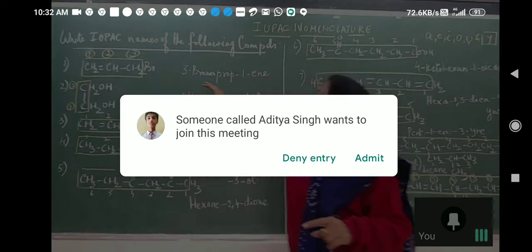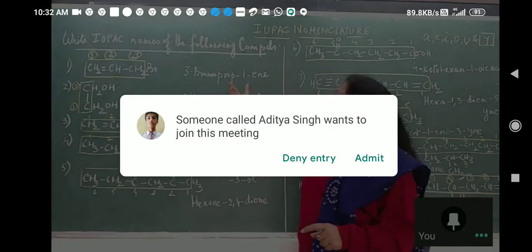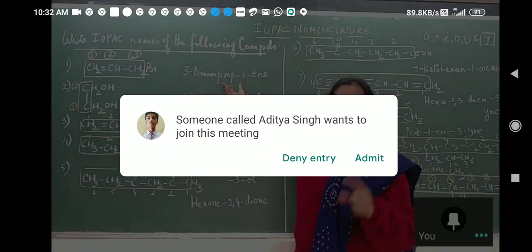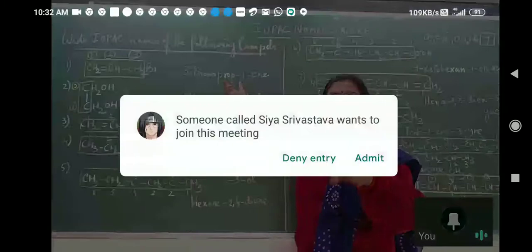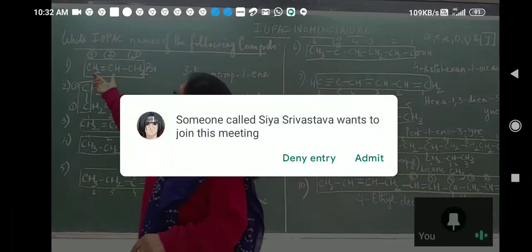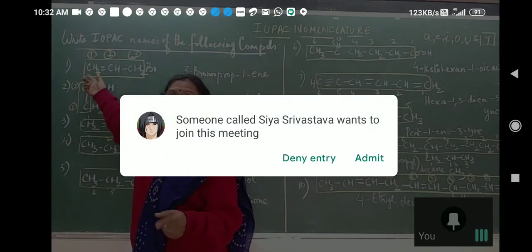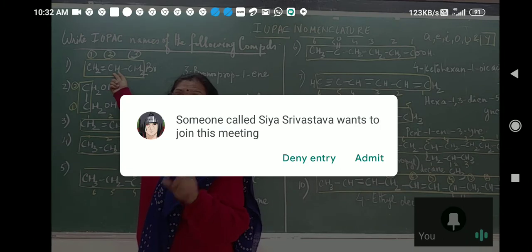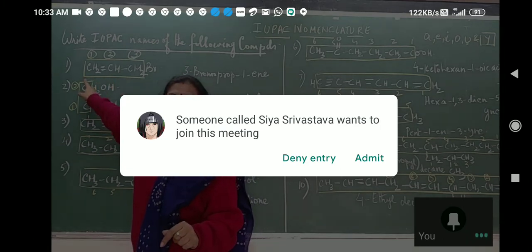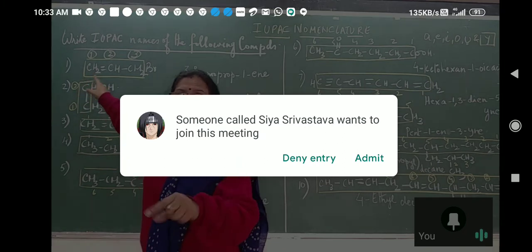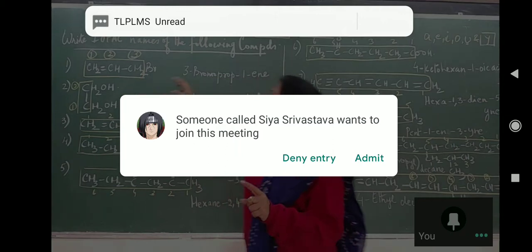So let us see what the name will become. The root word is propene, but at which carbon atom is the double bond present? Here the double bond is present between first and second carbon atom. So the locant, or the position given to the double bond, will be 1, because it is between 1 and 2. If we write 2, it will be between 2 and 3.